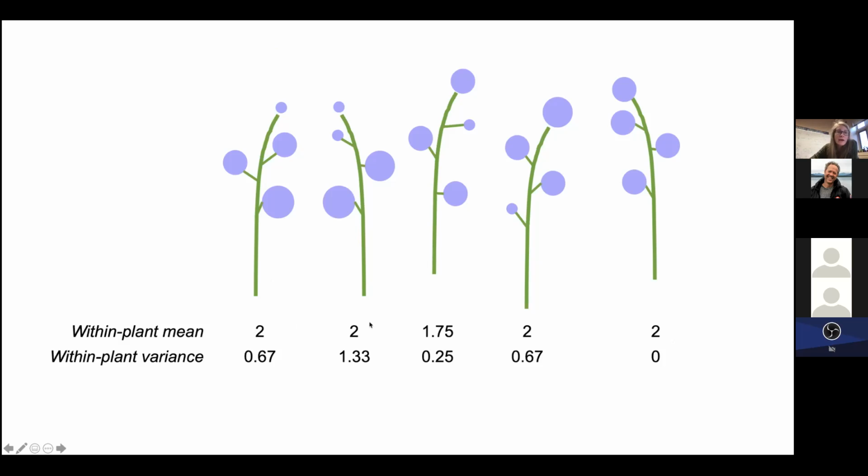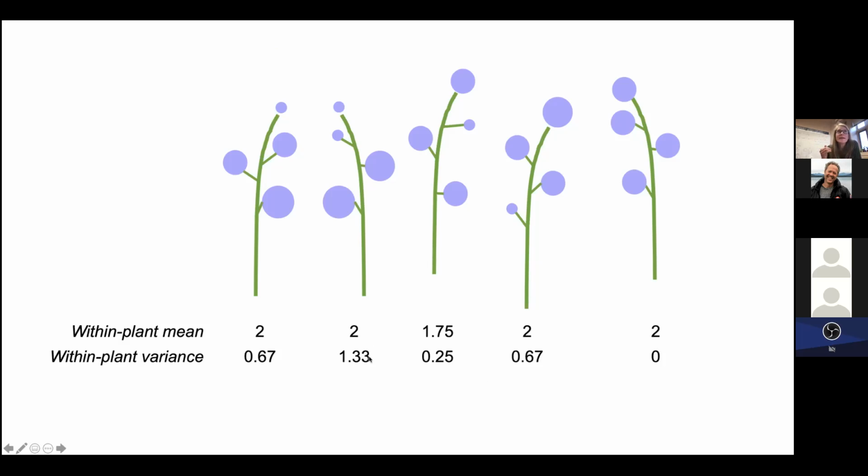Having a lot of within plant variation in a trait is going to reduce the efficacy of selection on the mean trait value. But what isn't elaborated on in that point is that the plant mean for an organ level trait is not the only way to characterize that plant. Plants are also characterized by their variance in organ level traits. So in this population, we're seeing that there's actually a lot of differences in the variance and within plant variation in flower size. So the variance in the way that I've drawn the cartoon here ranges from 0 for this plant who produces flowers of size 2 only, up to a high of 1.33.